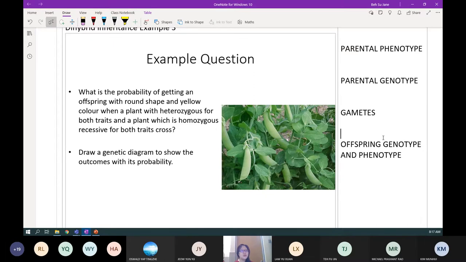So again, don't forget your formatting. Don't forget to cross, don't forget to circle the gametes. When you're done, let me know in the chat so we can move on with this.